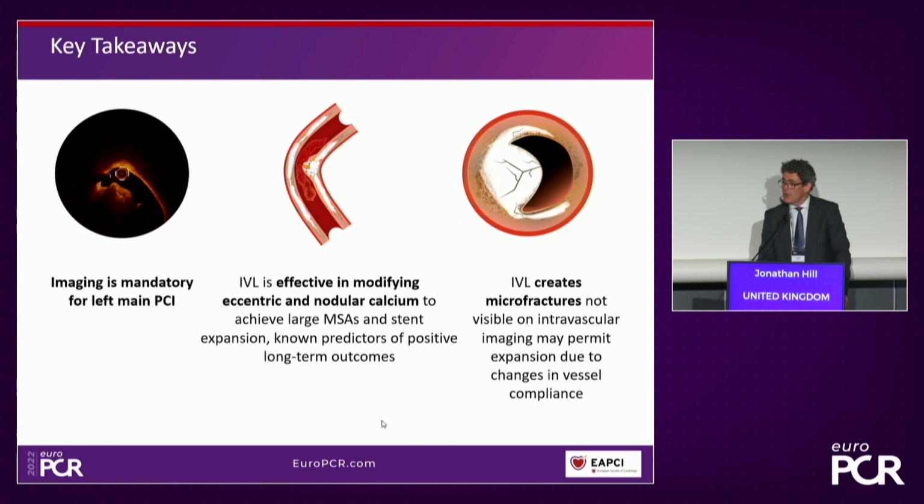So in summary, this is a case of use of IVL in nodular left main disease. Imaging is mandatory for left main PCI. And IVL can be effective in modifying both eccentric and nodular calcium to achieve large MSAs and stent expansion, which are known predictors of positive long-term outcomes. And IVL creates microfractures not visible on intravascular imaging, which may permit expansion due to changes in vessel compliance. Thank you very much.